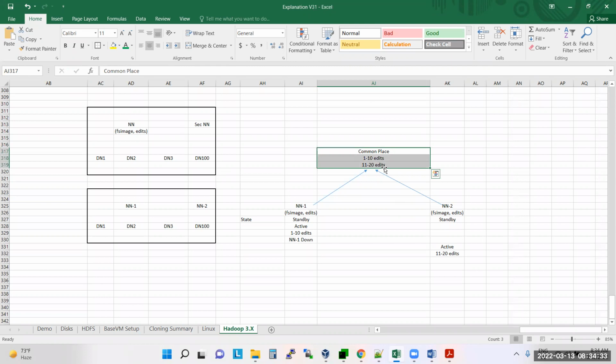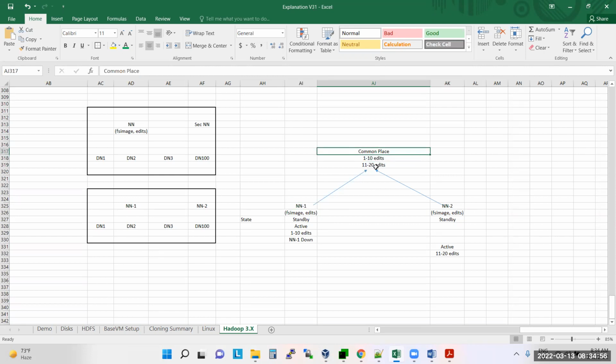Sir, is there any direct interaction between name node 1 and name node 2? Any heartbeat concept? No, sir. No heartbeat concept. Never do two name nodes talk to each other. But they communicate in a common place.